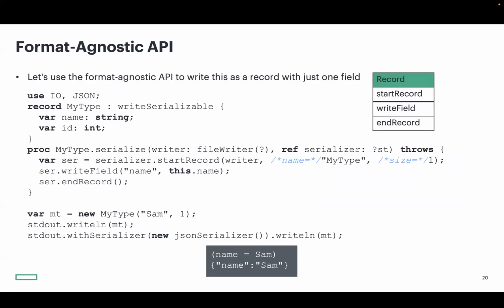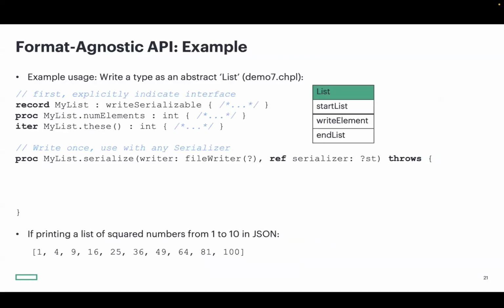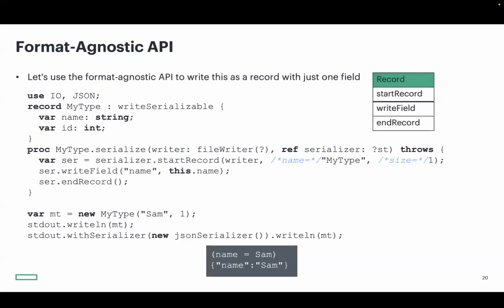So here's a reminder of our kind of contrived my type implementation. It has two fields, one named name, and it's a string. The other is an ID, and that's an int. We have our familiar serialize signature. It takes a writer and a serializer by ref, and it throws. And we're going to start off. My bad, let's get the slide there.